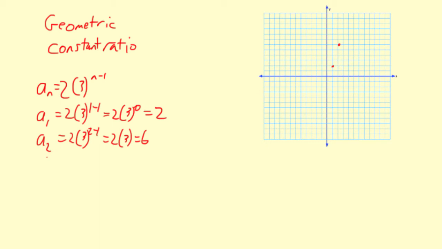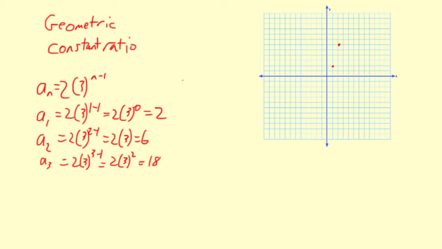And let's do one more. A3. 2 times 3, and then 3 minus 1 is the power. So it's 2 times 3 squared, which is 2 times 9, or 18. So already that one's way up off the graph. And that's what happens with exponential growth. You have an increasing rate of change, and the ratio is constant. In this case, the ratio is 3.